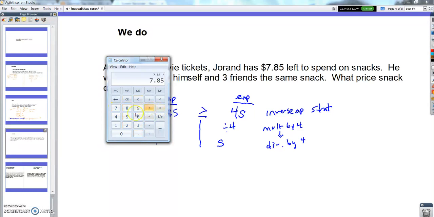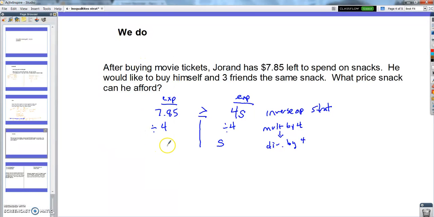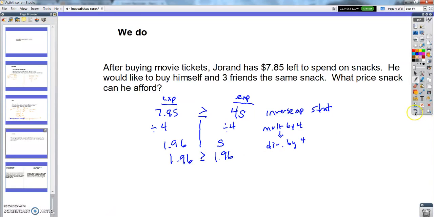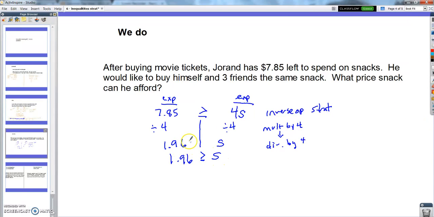$7.85 divided by 4 is $1.96, it looks like. A little more than $1.96. So let's say $1.96. So he can buy any snack, keep my same inequality sign here. Any snack that is less than or equal to $1.96. Whoops, didn't put S. The price of his snack can be less than or exactly $1.96.